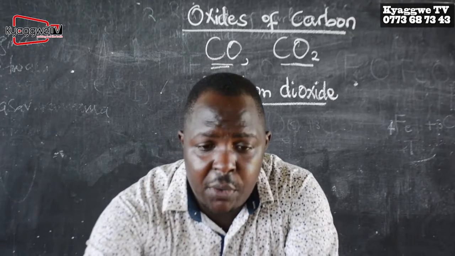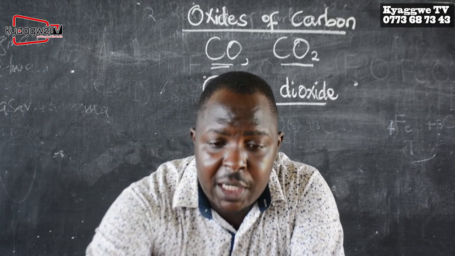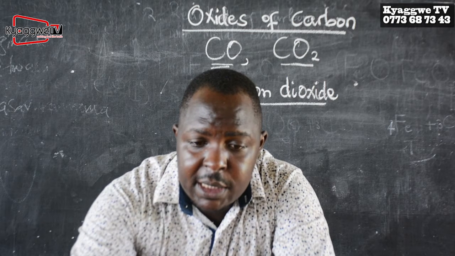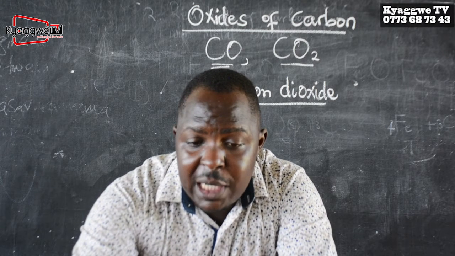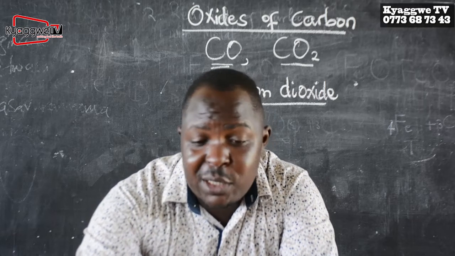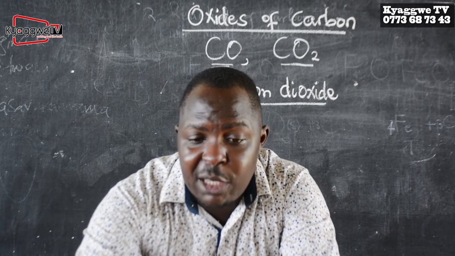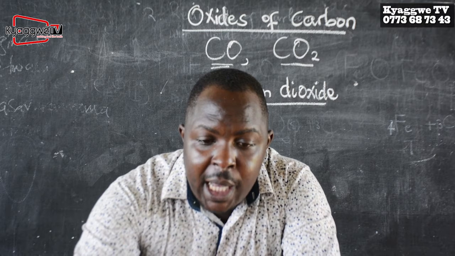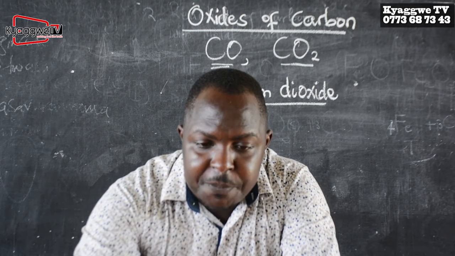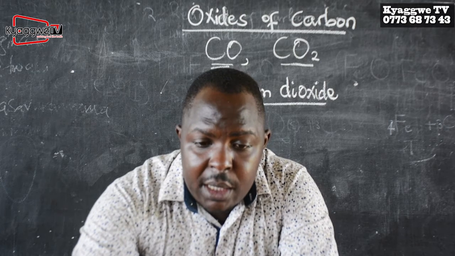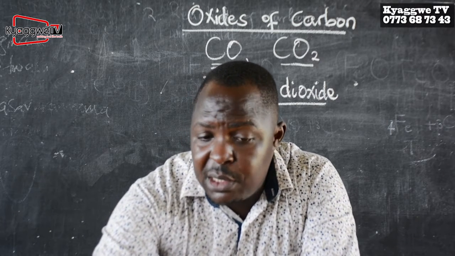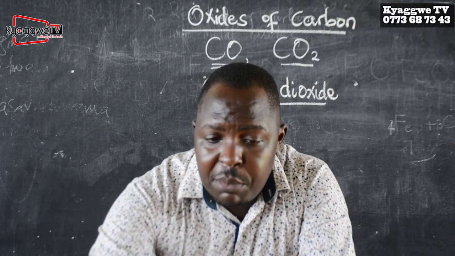On your screen now, you can see the structure of carbon dioxide. It has two oxygen atoms, with carbon at the center and an oxygen atom on either side. Where the circles intersect is what we call a bond. So carbon forms covalent bonds because the electrons are being shared, and we form carbon dioxide.